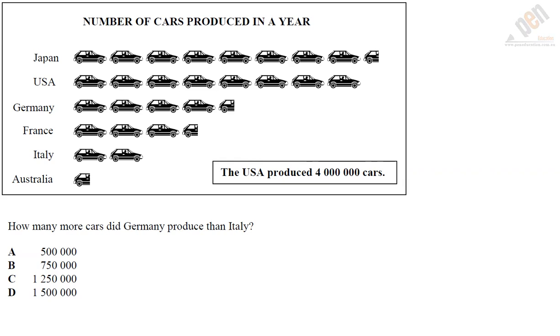Our question says, how many more cars did Germany produce than Italy? Let's look here. Germany has produced 1, 2, 3, 4.5 cars, whereas Italy produced only 2. So, if we do 4.5 minus 2, our answer is 2.5 cars.